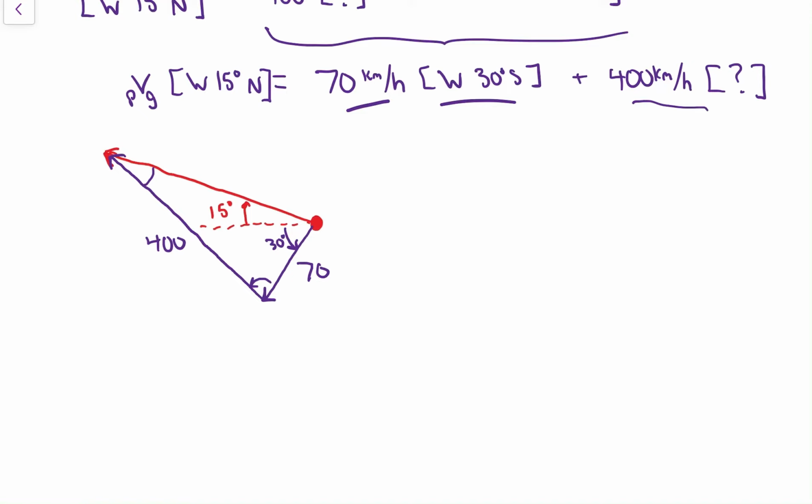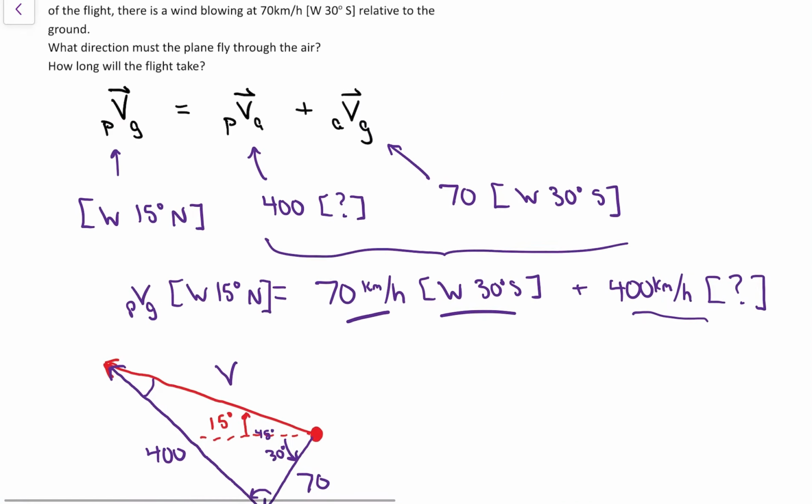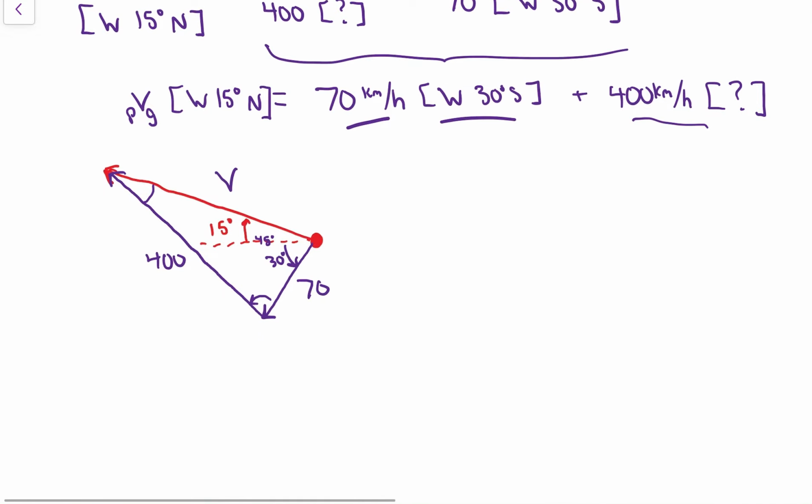I do know the other angle. I don't know if I can draw that in without messing up my diagram, but this big angle in here must be 45. The red line was 15 above straight west. The wind is 30 below straight west, so the 30 and the 15 combine to make a 45. And I don't know this side of the triangle. The way this question is worded, I'm asked for the direction and how long the flight will take.